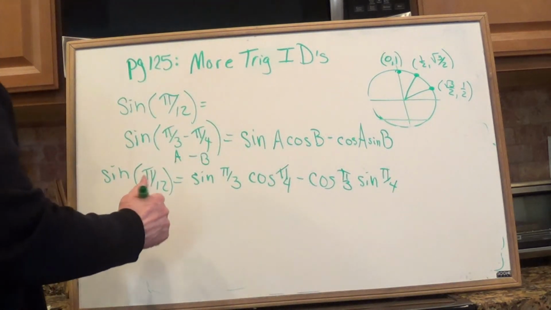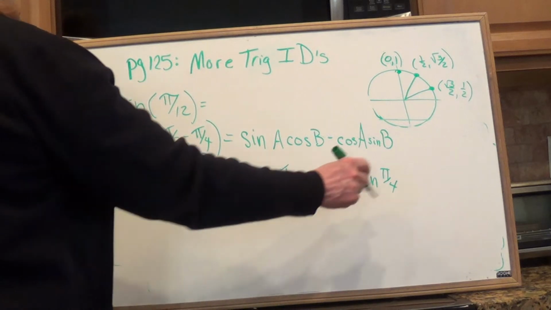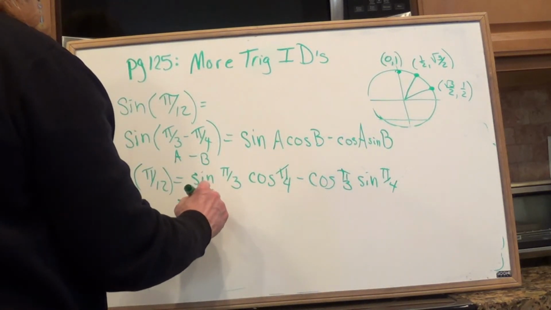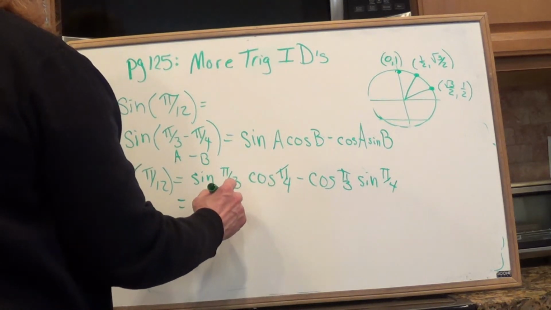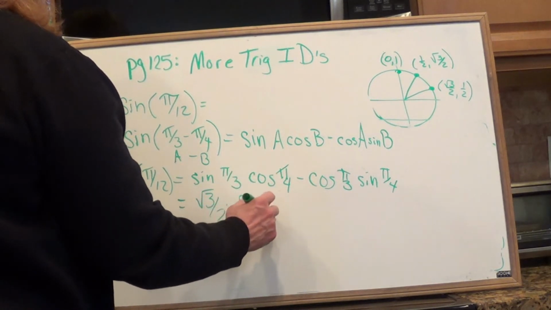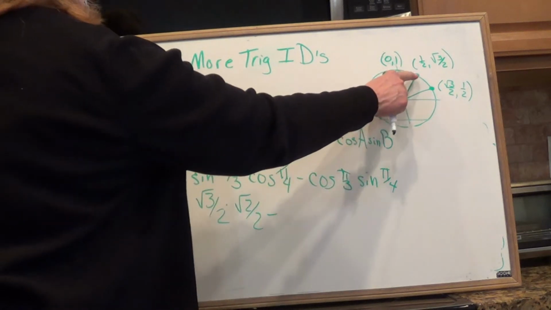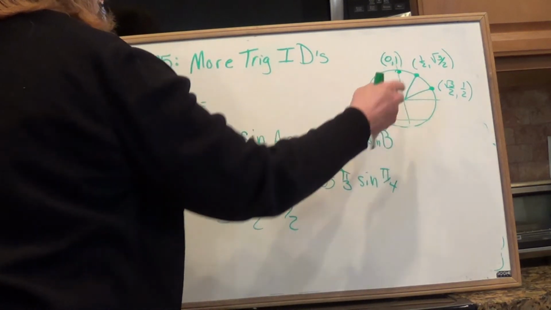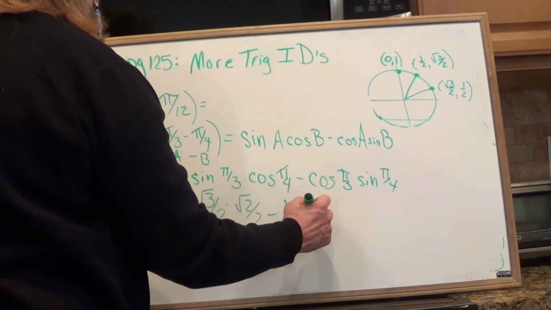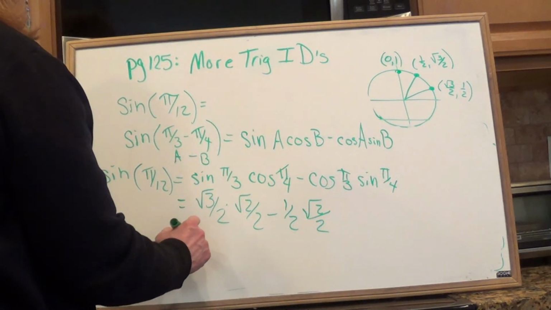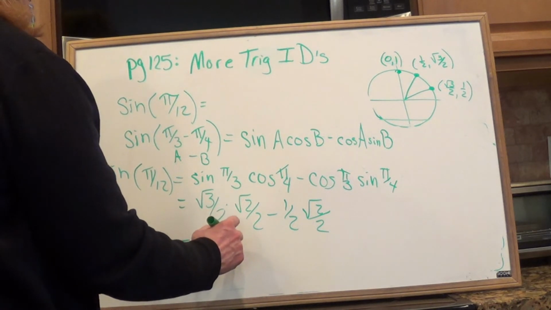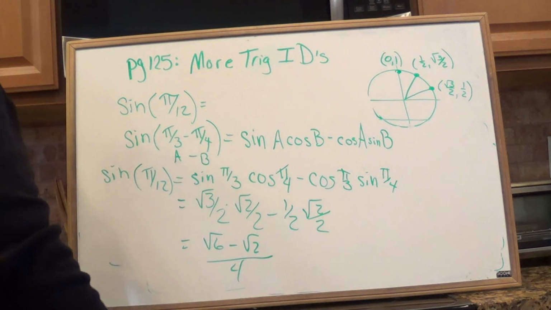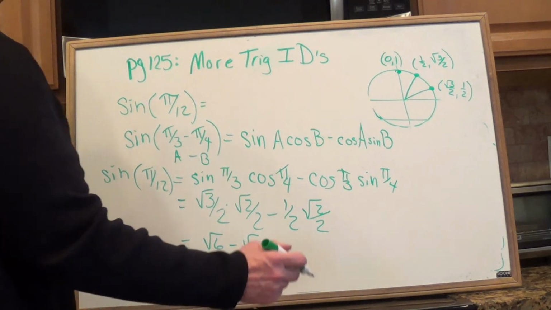Alright, so sine of pi over 3, this one was pi over 3, sine is square root of 3 over 2. Cosine of pi over 4 is square root of 2 over 2. Minus cosine of pi over 3, 1/2. Sine of pi over 4 is not written, but I know it's square root of 2 over 2. So we get square root of 6 minus square root of 2 over the common denominator of 4.